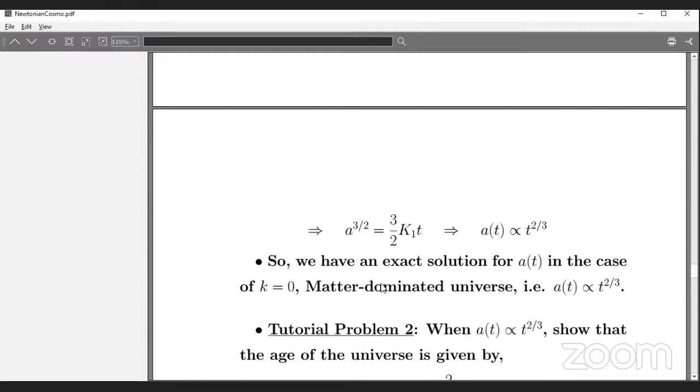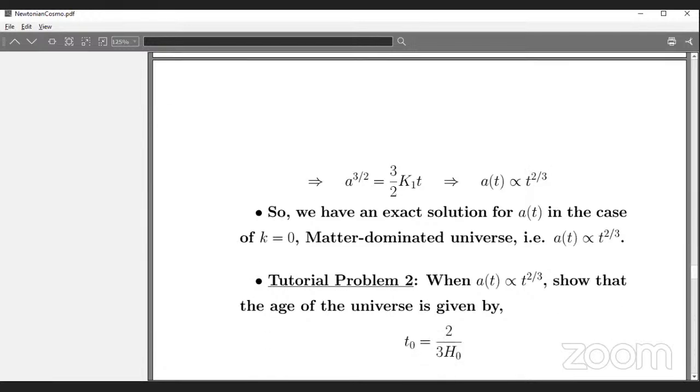Radiation part is negligible. So therefore, for a matter dominated universe, when k is equal to 0, we have an exact derivation of the scale factor going as the cosmic time raised to power 2/3. Here is another tutorial problem, because we know that the Hubble parameter is a dot by a. Since a of t is t raised to power 2/3, you can immediately find out what is a dot.